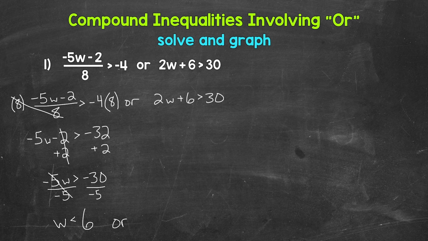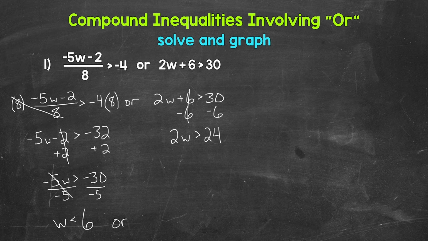than 30. So we have multiplication and addition here. We need to undo the addition first using the inverse operation, subtraction. So subtract 6 from the left side. That means we need to subtract 6 from the right side as well. Now the 6's on the left cancel each other out. So we have 2w is greater than, and then on the right, 30 minus 6 gives us 24.